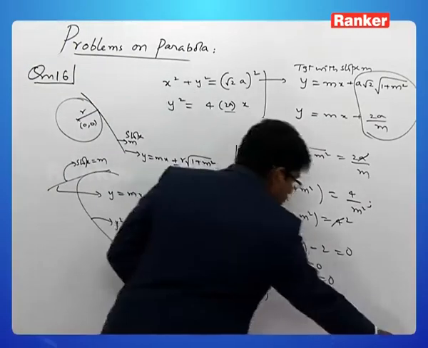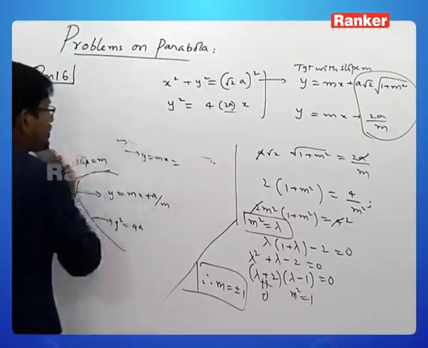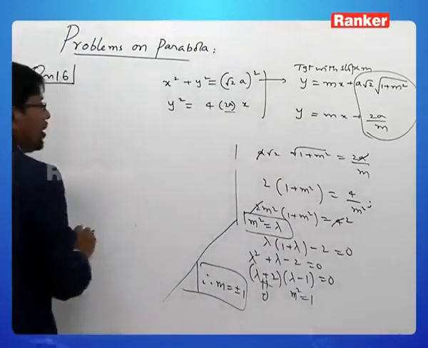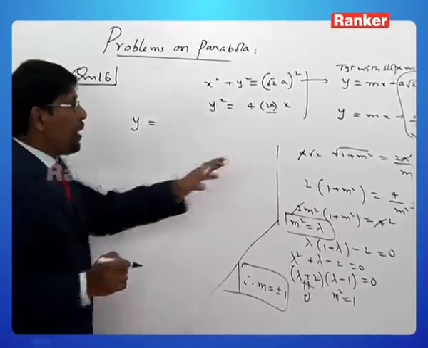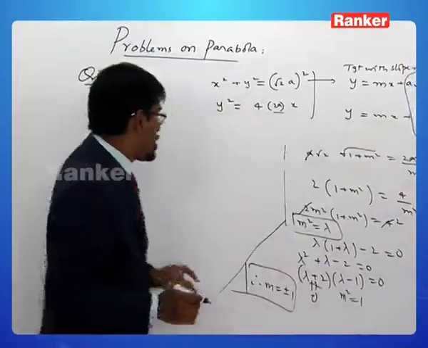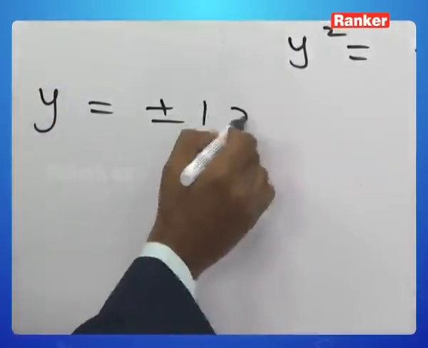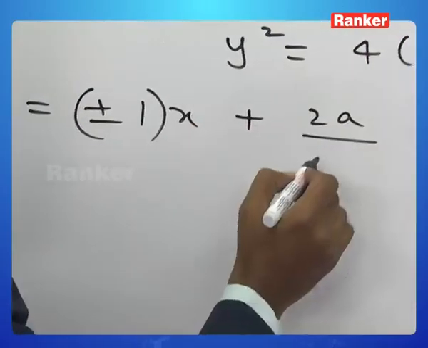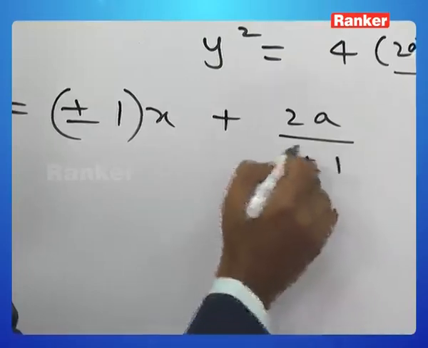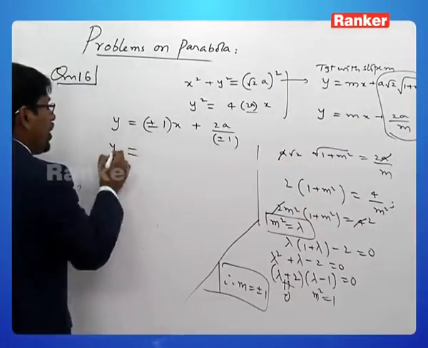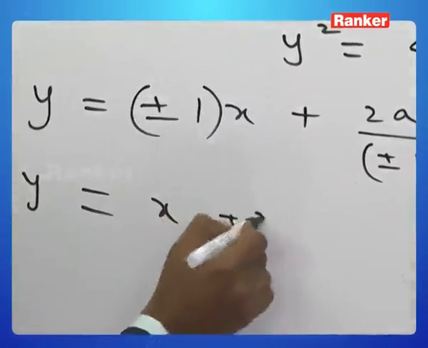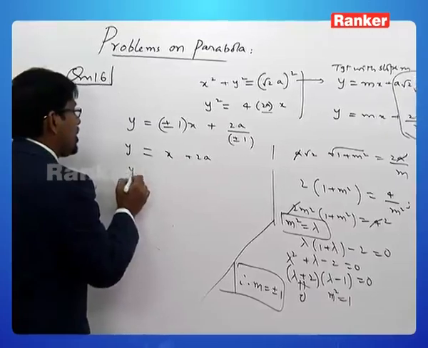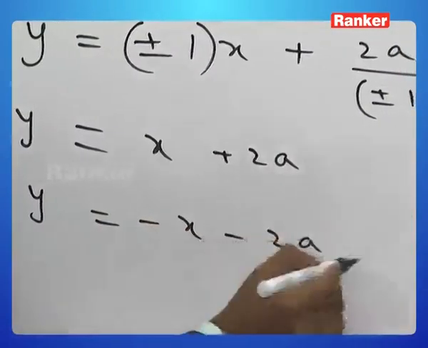Therefore, the tangent equation will now be y is equal to, instead of m, let us write plus 1 or minus 1, so plus 1 or minus 1 into x plus 2a plus or minus 1 here. So what do I have here? y is equal to x plus 2a is one of the possibilities when I am taking a plus sign in both cases. The other possibility is y is equal to minus x minus 2a.